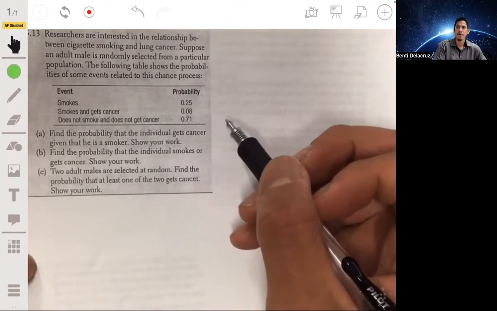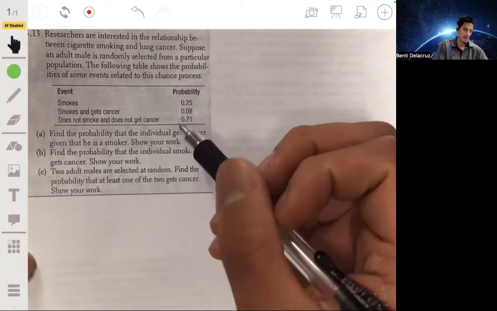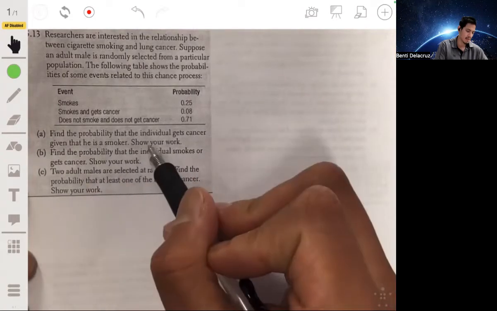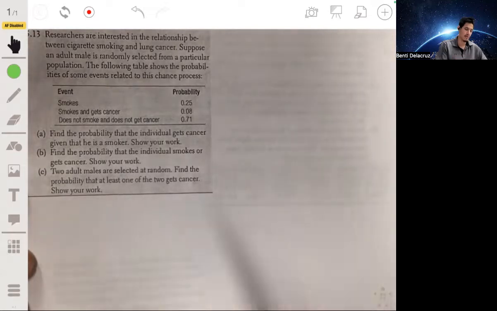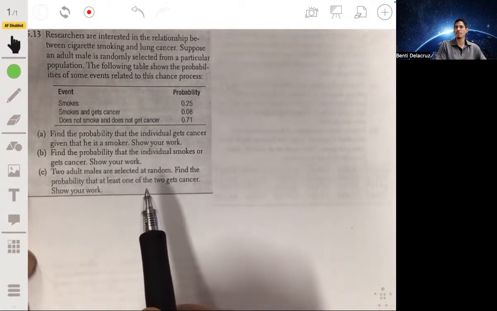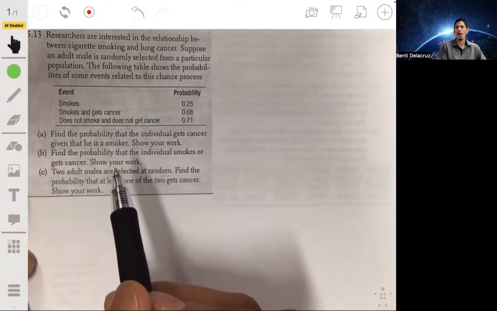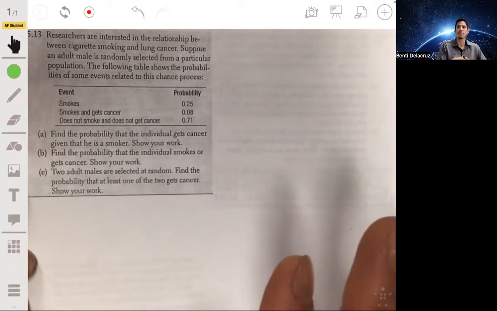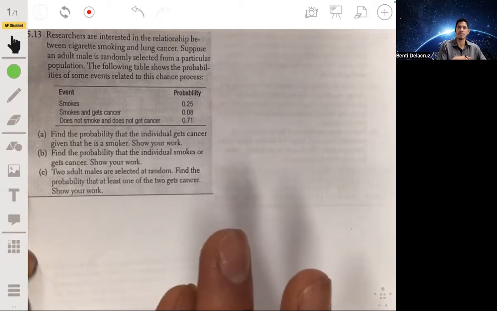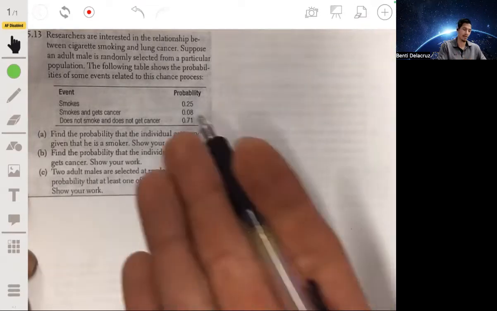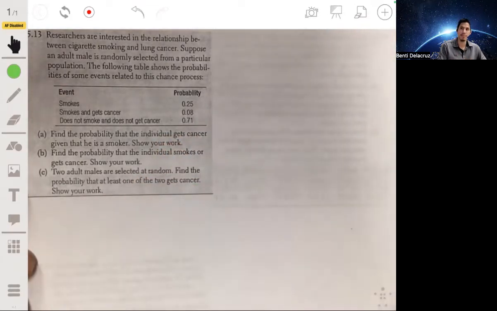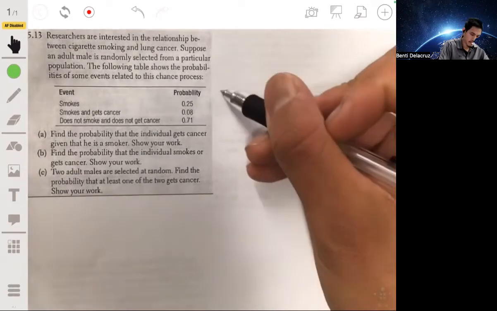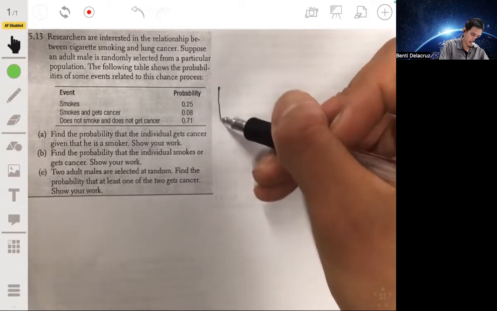All right, part A. Find the probability that the individual gets cancer given that he is a smoker. Show your work. All right, so what I'm going to do is make a two-way table because that's really going to let you see all the possible events and all their corresponding probabilities. And it's probably going to help you answer A, B, and C much more easily. So let's have a two-way table that we're going to have rows and columns.